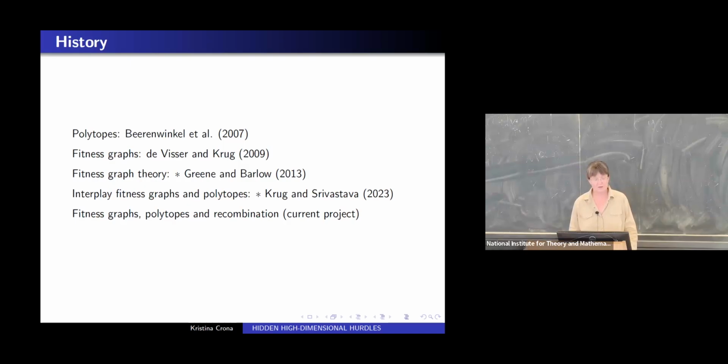And then there are also the first papers that look at the interplay between fitness graphs and polytopes, with Joachim and Malvika Srivastava. Maybe a better name would be interplay between fitness graphs and triangulation. The fitness graph will restrict what a possible triangulation is, and vice versa. So that's a rather fun math problem.